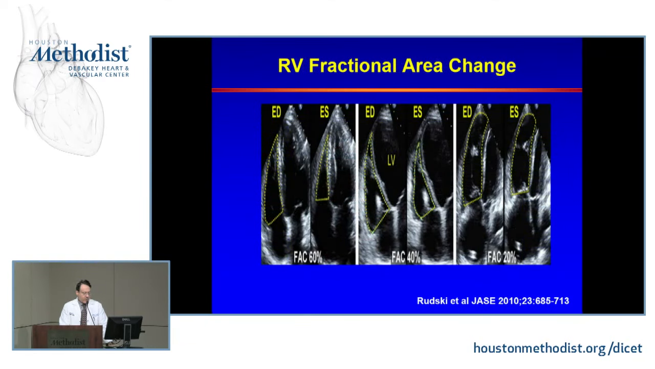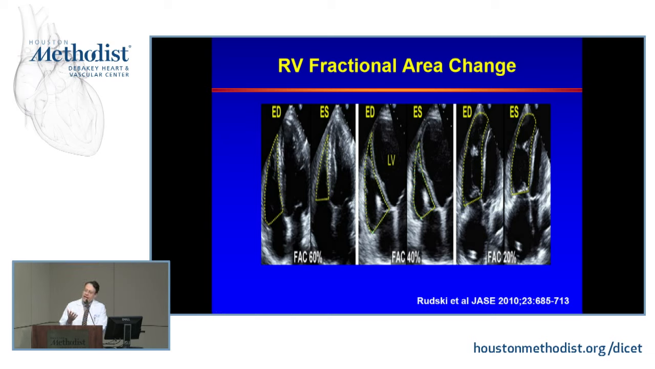This is an example of how to do the fractional area change. The expectation for the RV is less than that of the LV in terms of what you can think of as an ejection fraction or a fractional area change here. And you can see different performances from 60% to 40% to 20%.